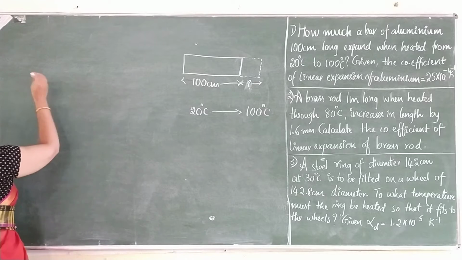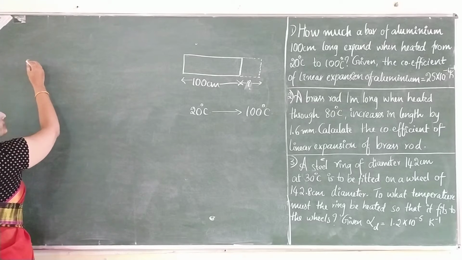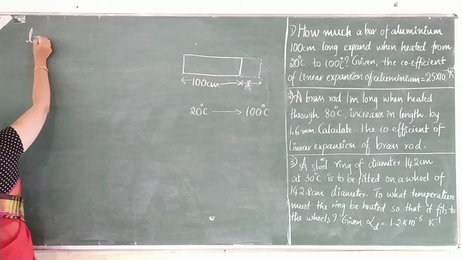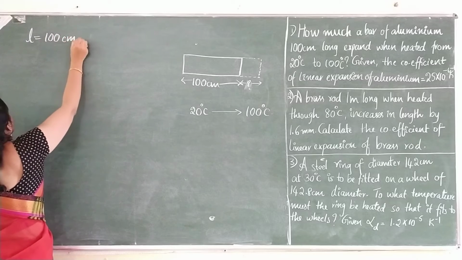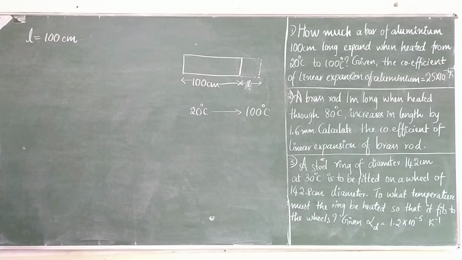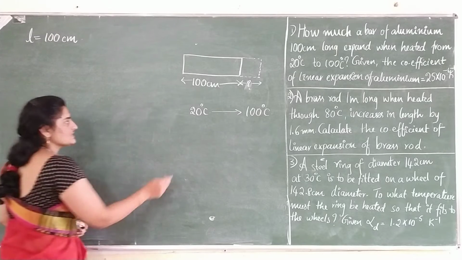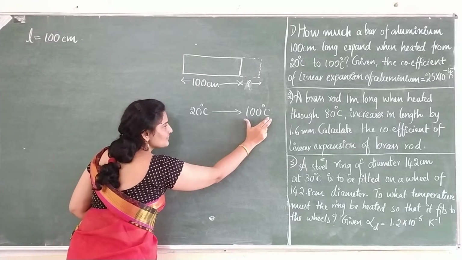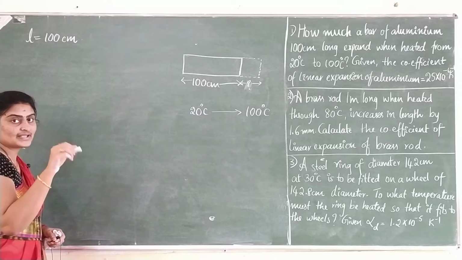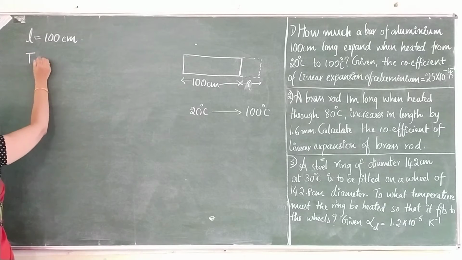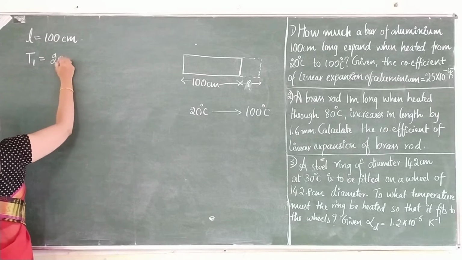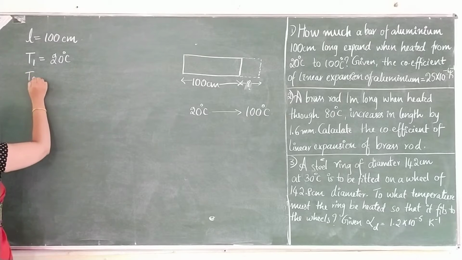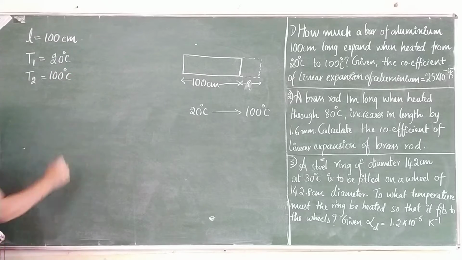Now, let us list out the values given in the problem. 100 centimeter long. Long is nothing but length. Length we denote as L. L is equal to 100 centimeter. Now, temperature has increased from 20 degrees Celsius to 100 degrees Celsius. This is the initial temperature and this is the final temperature. Temperature is written as capital T. I will write initial temperature T1 equal to 20 degrees Celsius. Similarly, final temperature T2 is equal to 100 degrees Celsius.